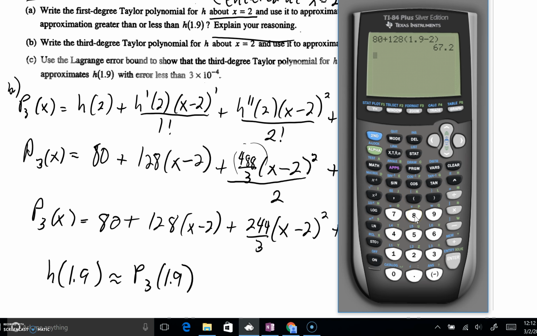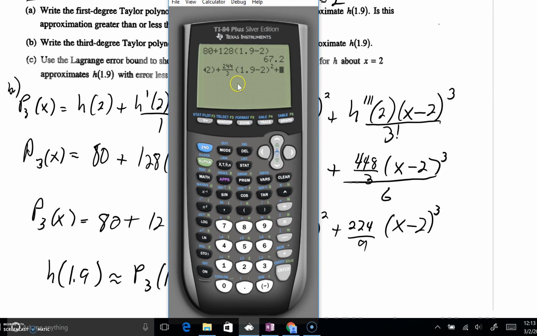So I'm going to bring this back. Here's second enter. Here's your 80 plus 128 times 1.9 minus 2. Then we'll say plus, well, you can get a fraction up here and get 244 all over 3. And then up in here, we'll say 1.9 minus 2, but we're going to square it. And then finally, if we just slide this over, we've got 224 all over 9.